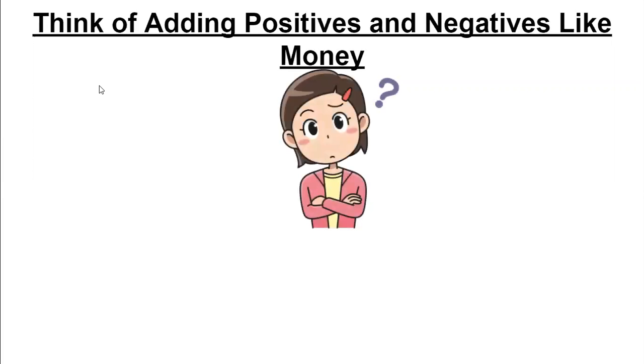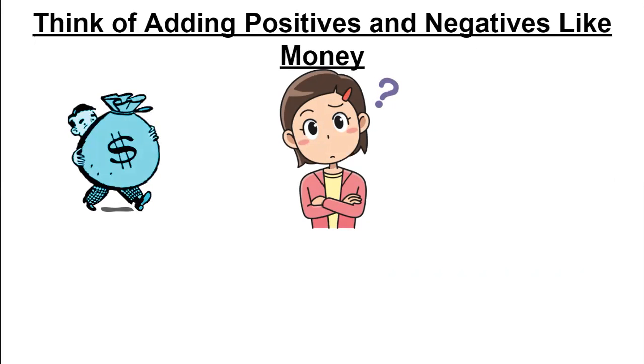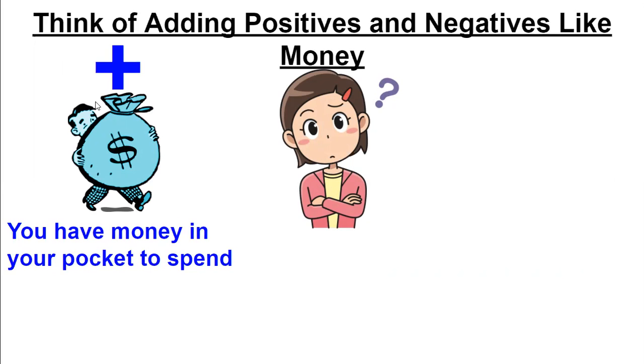So remember when I was talking about in our last lesson how we could think of positives and negatives as money? We're going to think of positives as money in your pocket and negatives as a debt that you owe somebody. So here's Sally, or Betty, I don't know, we'll call her Sally. She's got some money in her pocket. Those are the positive numbers. She has money in her pocket to spend.